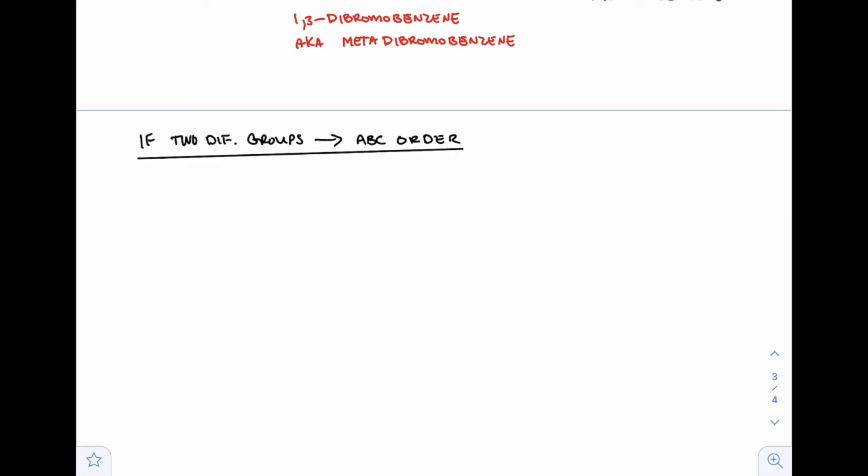If we have 2 different groups, what we want to do to name them is just apply ABC order. We want to alphabetize them. So let's say we have bromine and fluorine. So we have a bromo, and then we also have a fluoro. B comes before F, and so we have bromo, fluoro, benzene.